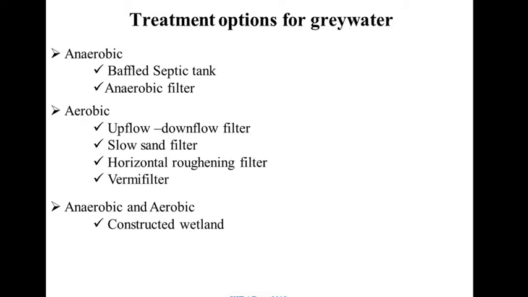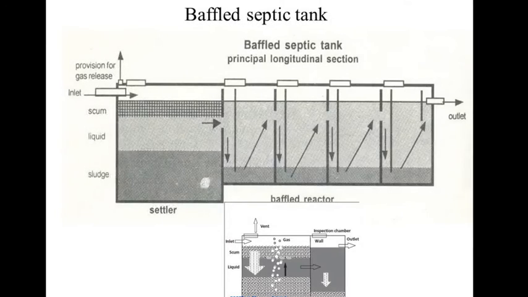Okay, so these are the various treatment options for grey water, that is the constructed wetland, vermifilter, slow sand filter and the septic tank. These are the mostly used options which we can use for the treatment of grey water. So this is the septic tank. The septic tank has the inlet where the wastewater is collected, then sludge, liquid and scum in 3 layers, and at the end the outlet from which we can collect the treated waste.